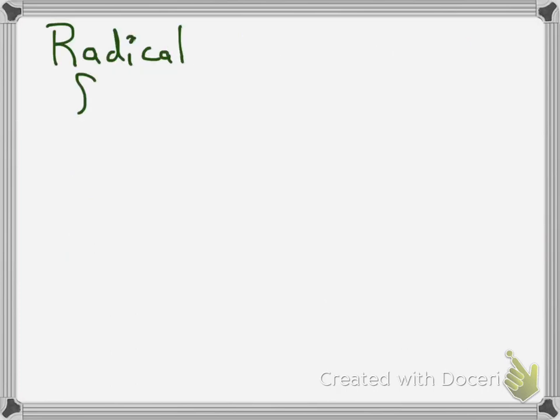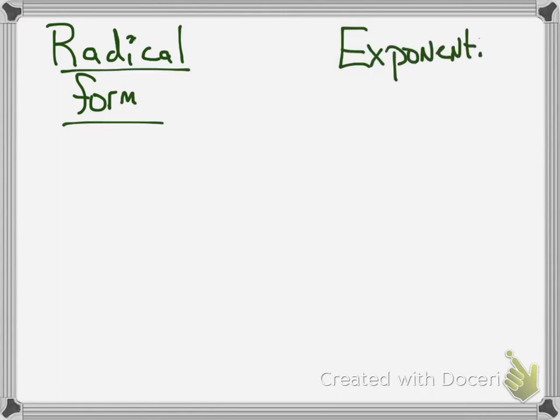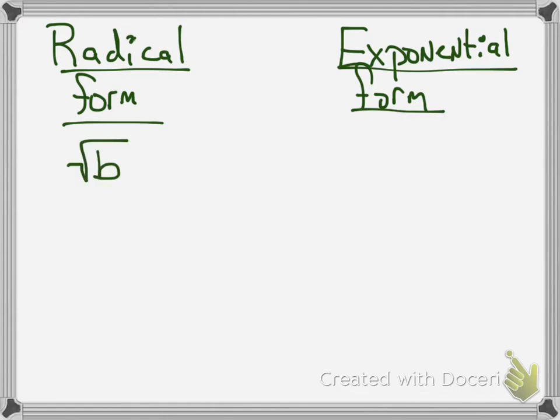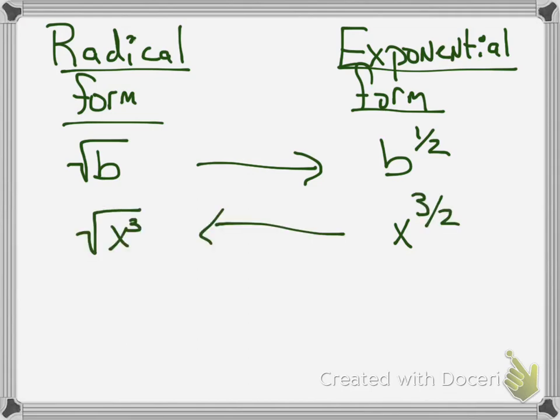Okay, so we know square roots and cube roots and things like that. Well, guess what? You can write those, like a square root of b, in an exponential form. When you do that, the root, the index, is your denominator. So square root of b would be b to the 1/2 power. And if I were to say x to the 3/2 power, that would say x cubed, take the square root of that.